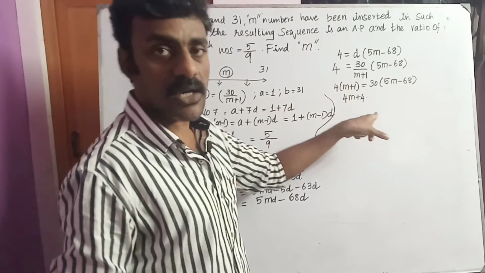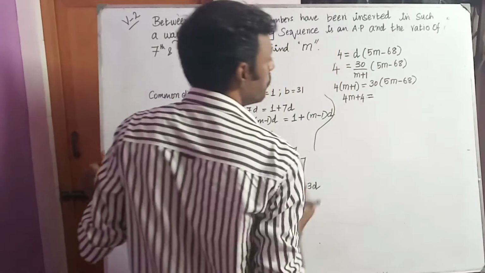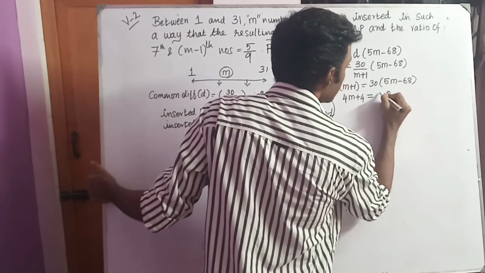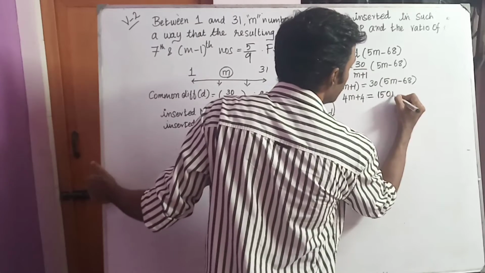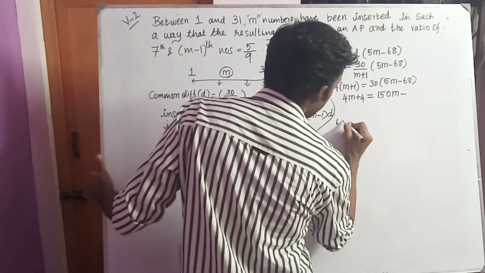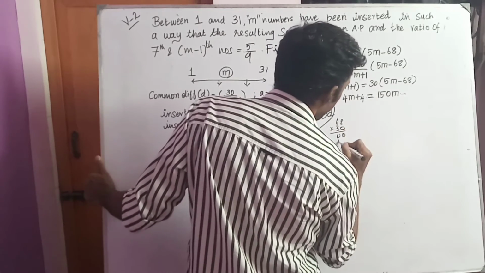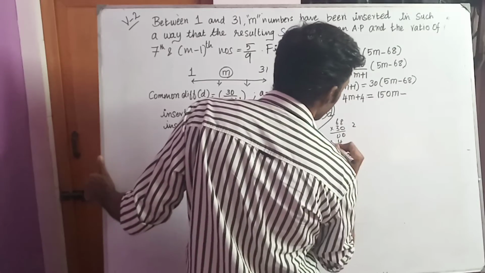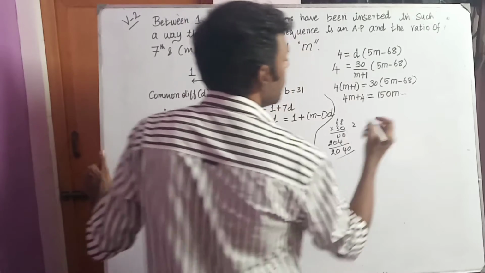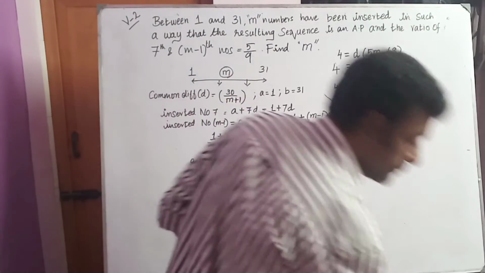4m plus 4 ones are 4, so 4m plus 4 will be equal to 30 into 5m minus 30 into 68. What is 30 into 5? 5 zeros are 0, 5 threes are 15. So 150m minus, what is 30 into 68? 68 into 30, you will be getting 2040. So it will be minus 2040. Right.